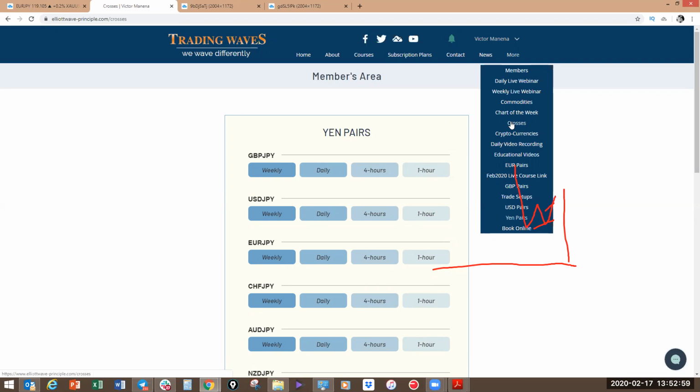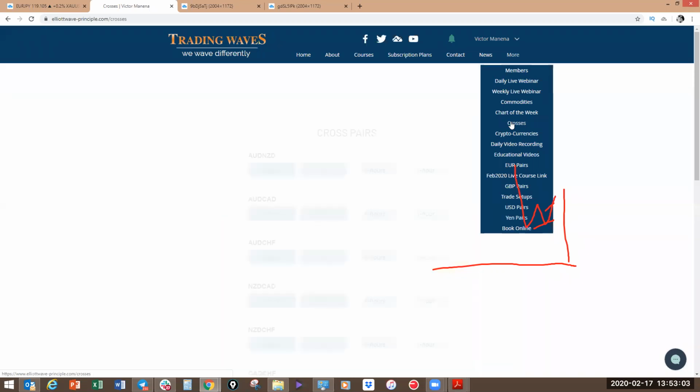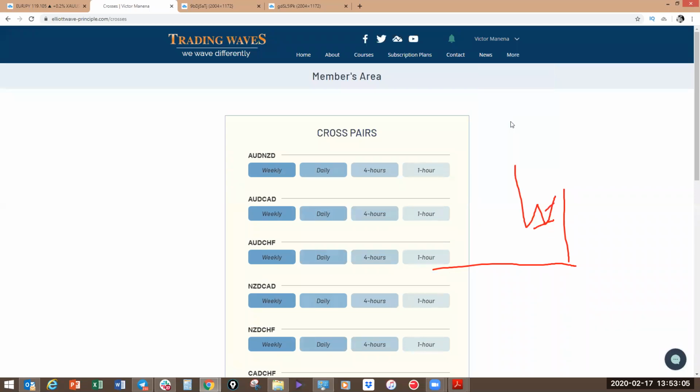The cross pairs means, I know there are other cross pairs that I don't include here under this list. Cross pairs means pairs that don't include the US dollar. So this is one of those cross pairs here. So Aussie New Zealand, you can go through it in detail from the weekly all the way down to the lowest time frame. Seems like it's not opening here, so I'll have to look at it. I'll have to update the links, guys. Sorry for that.